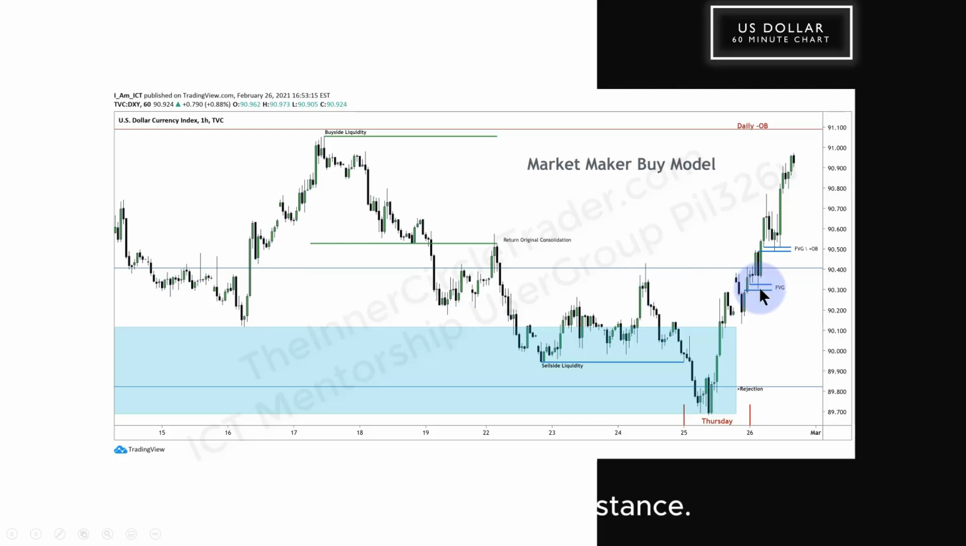It's not support and resistance. It's not supply and demand. It's institutional order flow. And what was done over here on the sell side of the curve, which is selling, is now going to be buying.